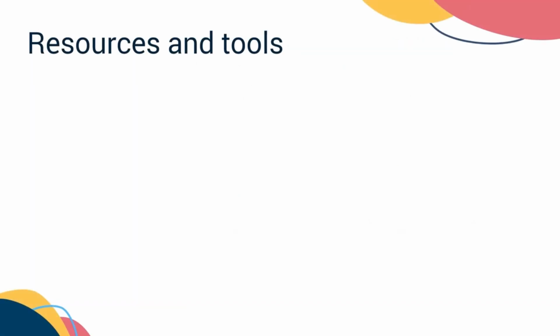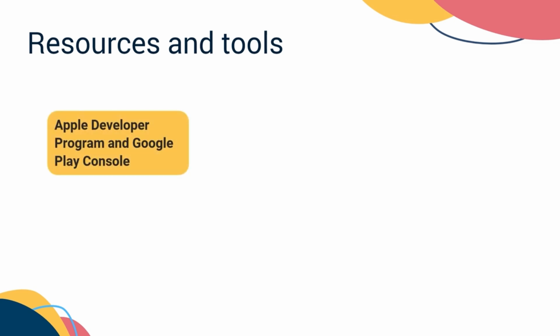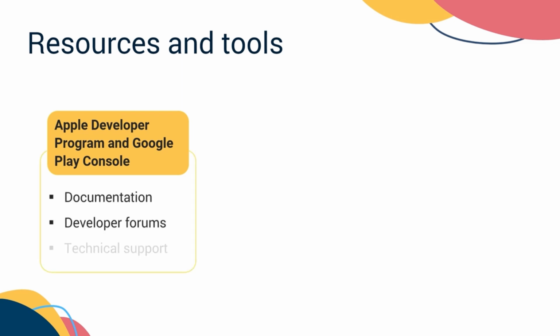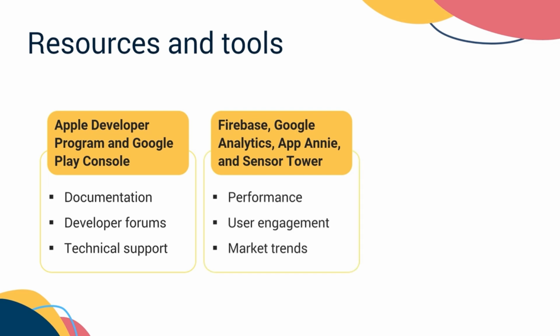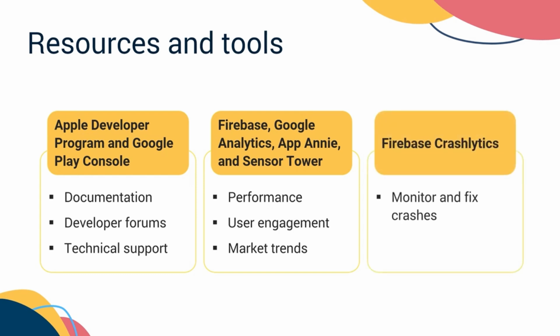And if you need help, many support resources and tools are available. The Apple Developer Program and the Google Play Console have documentation, developer forums, and technical support. Services like Firebase, Google Analytics, App Annie, and Sensor Tower provide insights into your app's performance, user engagement, and market trends. Also, tools like Firebase Crashlytics help you monitor and fix crashes. Using these resources and tools will help you navigate the process of publishing your app.